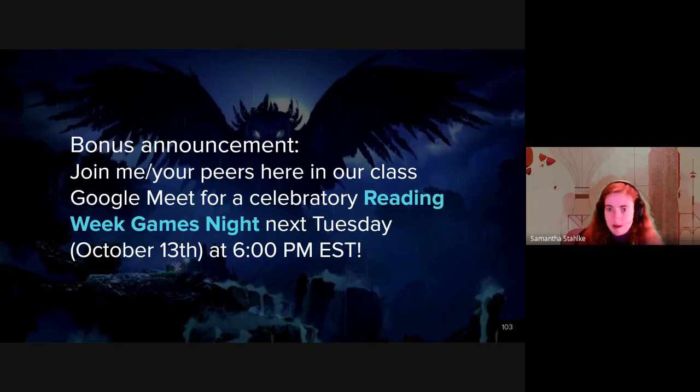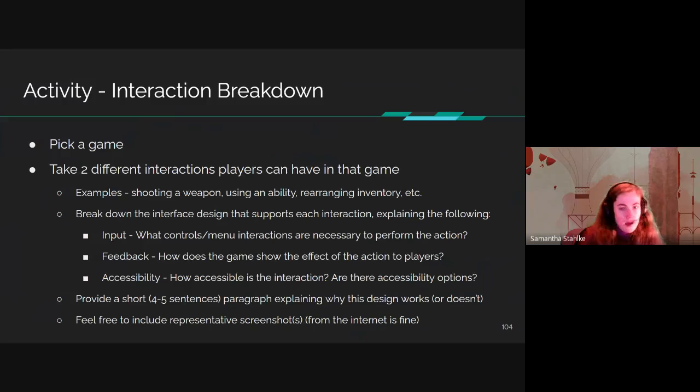So I'm going to stop talking now so that you have time to do today's activity. Hopefully it's pretty short, so you should be able to finish it easily in the remainder of what would be the class time. I want you to pick any game. This is an individual activity. Take 2 different interactions players can have in that game. So things like shooting a weapon or using an ability or rearranging your inventory. I'm very broad in terms of what the definition of an interaction is in this case. Basically anything you can do in the game, or even a small category of things you can do in the game, is an interaction for the purposes of this exercise.